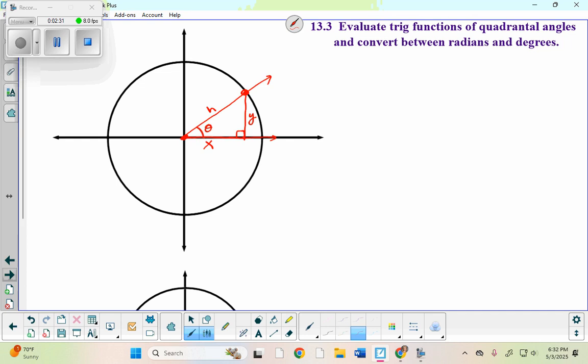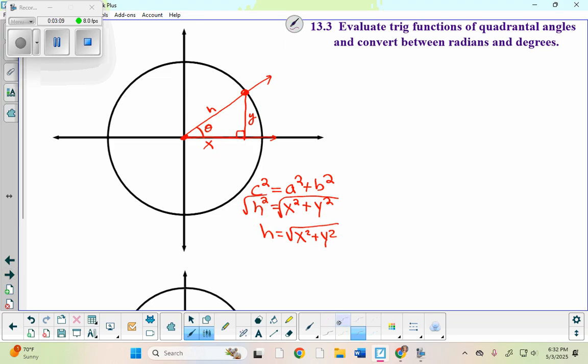Let's review this process, because we're going to use it when we get to our quadrantals. So c squared equals a squared plus b squared, and we are looking for the hypotenuse. So h squared equals x squared plus y squared. You are used to doing that with numbers, so we're just using letters here to see how we would do it when we don't have an actual triangle. We're going to take the square root of both sides, so h equals the square root of x squared plus y squared. And that's how we get our h.